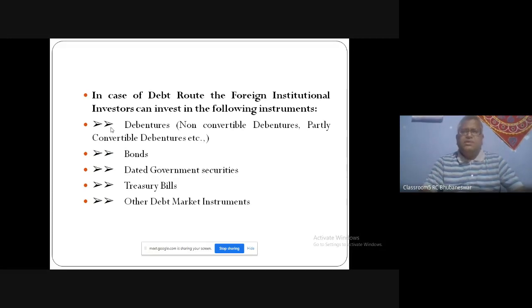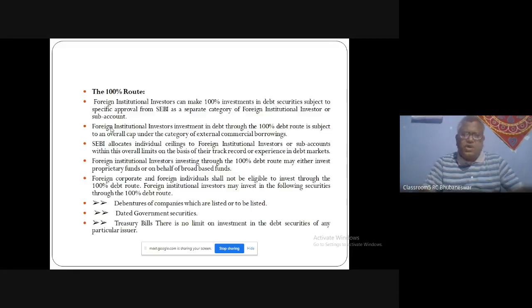My dear students, if you look in detail at such a 100% route, there are different types of guidelines. You see in my slide, the guideline says that SEBI allocates the individual ceilings. SEBI means Securities and Exchange Board of India. SEBI was established in 1992.